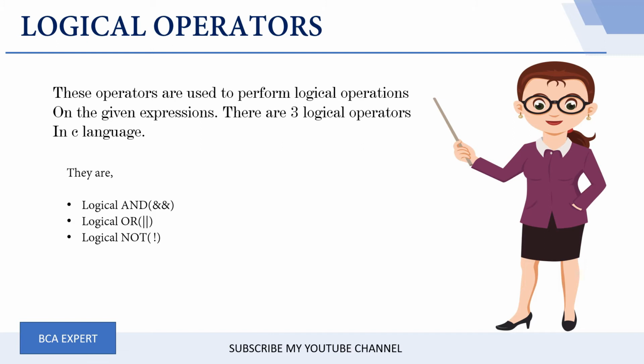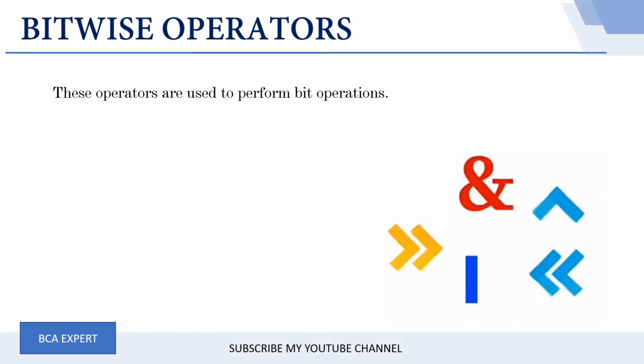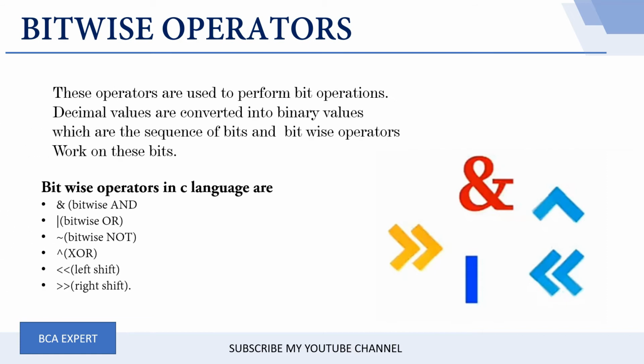Similarly, the major functionality of logical NOT is to convert a true value into false. If you use the NOT operator in front of a true value, then the value will be converted into false. Followed by the logical operators, we have the bitwise operators. Bitwise operators are used to perform bit operations.